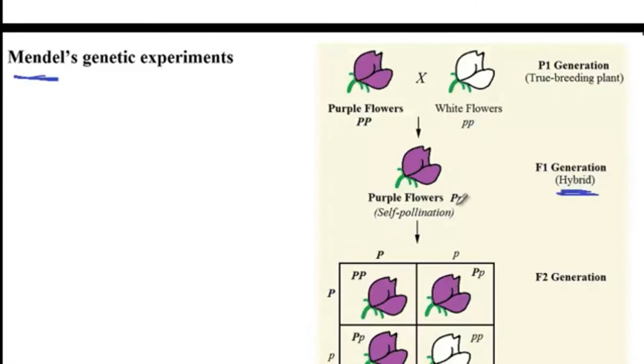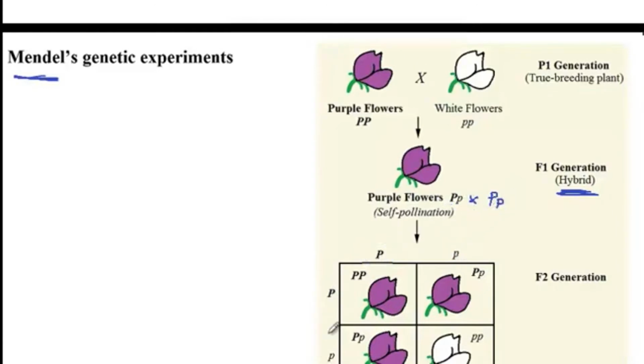The second generation was another cross. It was self-pollination between F1 and F1. So we have uppercase P and lowercase p, crossed to another sibling, another uppercase P, lowercase p. The pollen generated by each of these plants is, for the first one, uppercase P, and for the second part of the genotype, lowercase p. Same for the other plant.